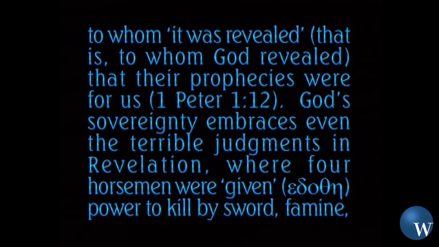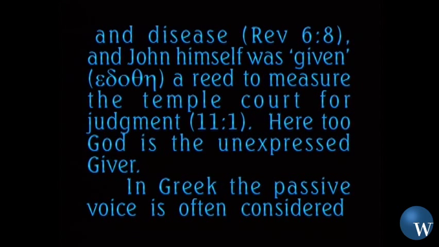God's sovereignty embraces even the terrible judgments in Revelation, where four horsemen were given, edothe, and there is your ending in Greek, you see, for the passive, power to kill by sword, famine, and disease, Revelation 6:8. And John himself was given a reed to measure the temple court for judgment, 11:1. Here too, God is the unexpressed giver.